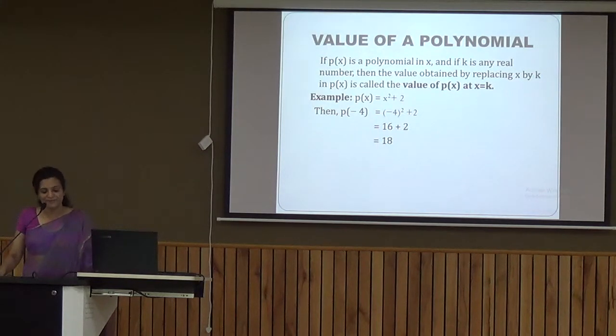Now what does that mean? Let's see. As an example, let me take a polynomial x squared plus 2 as you can see on the board. Now what value of x should I put in? If I put x equal to minus 4, that is value of the polynomial.